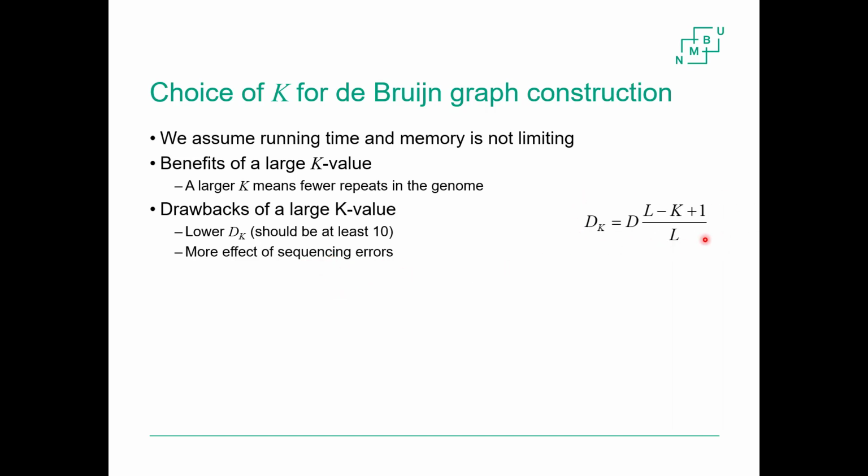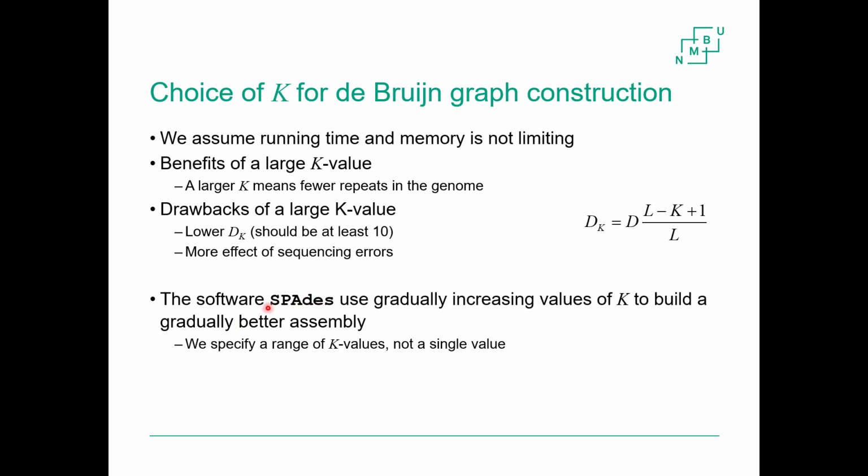Remember this formula for the k-mer coverage, and you can see here if k is very big, close to L, then this fraction here becomes close to 0, and this one becomes much smaller than the read coverage. So you actually lose all the coverage information if you use a too large k-mer.